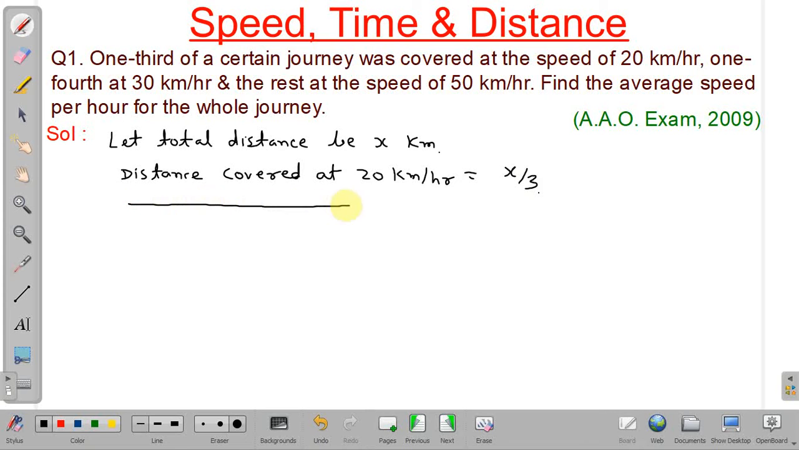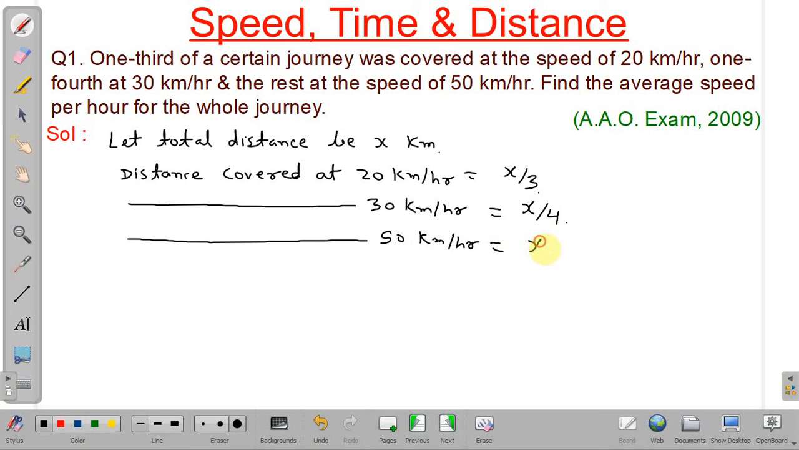Similarly, distance covered at 30 km per hour, as it is given that one fourth of the journey is covered at 30 km per hour, so it will be x by 4, and the rest at 50 km per hour. So distance will be total distance minus distance covered with 20 km and 30 km. So x by 3 plus x by 4. So this will come as, after subtracting, we will get 5x by 12.